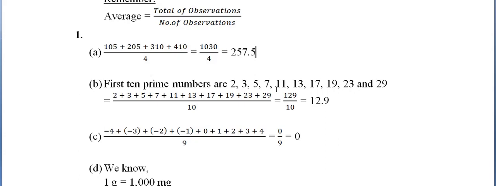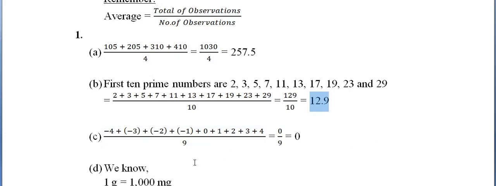1b is the first 10 prime numbers. Now the number of observations is already given in the question, so you just have to list down the first 10 prime numbers. They are 2, 3, 5, 7, 11, 13, 17, 19, 23, and 29. You will find the total of these prime numbers. It will be 129, and then divided by 10, it will be 12.9. Very simple.